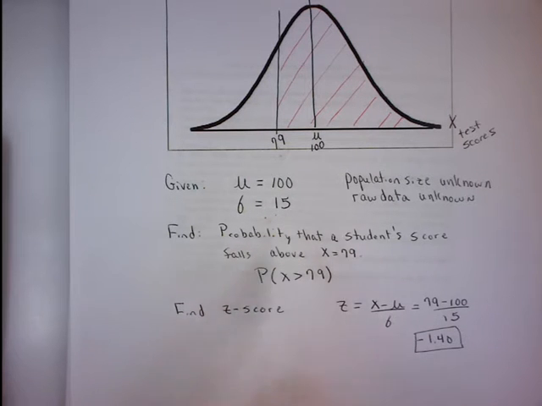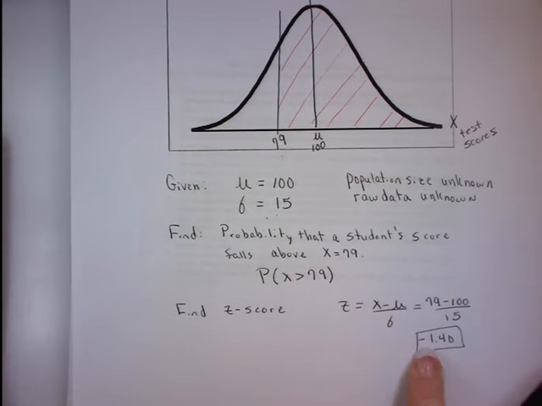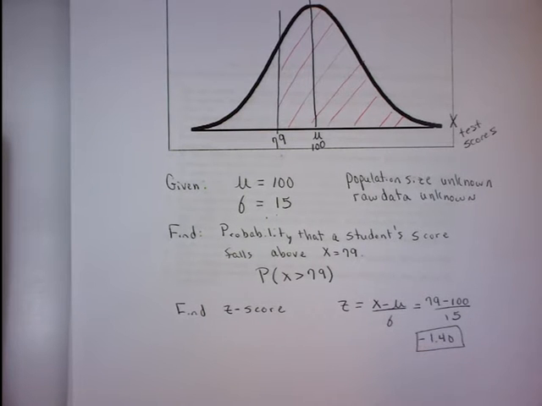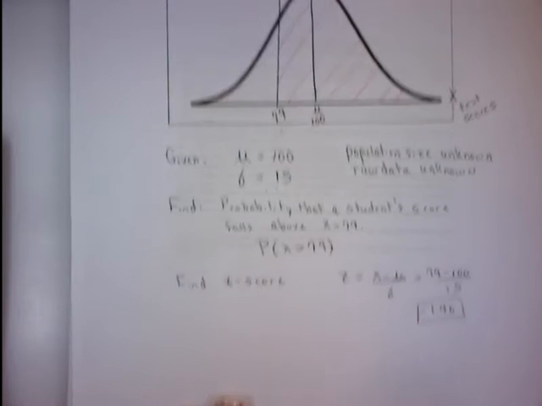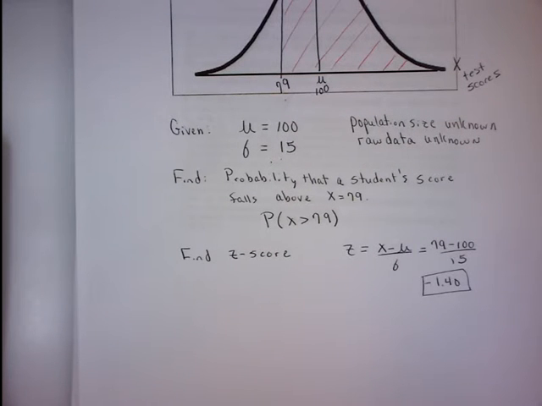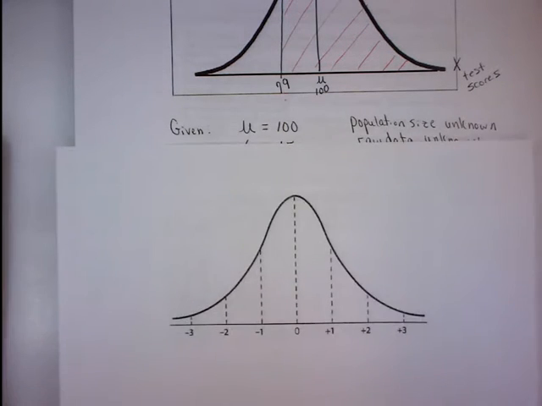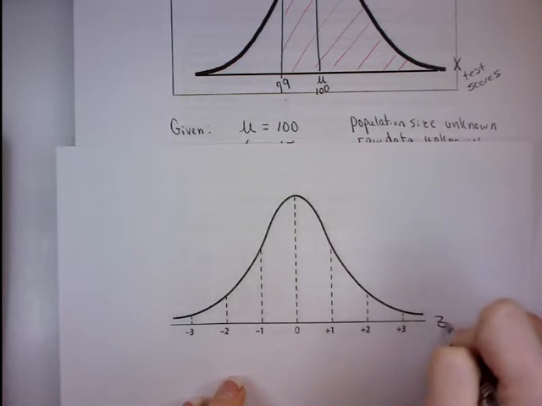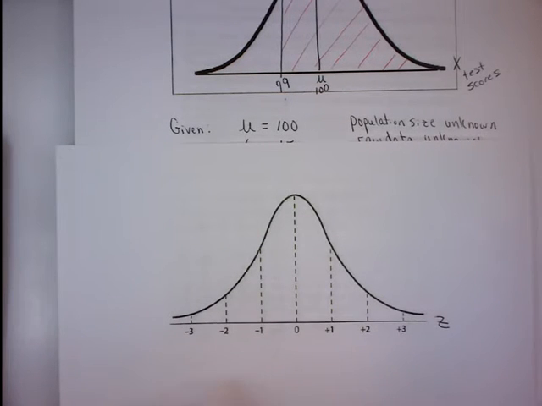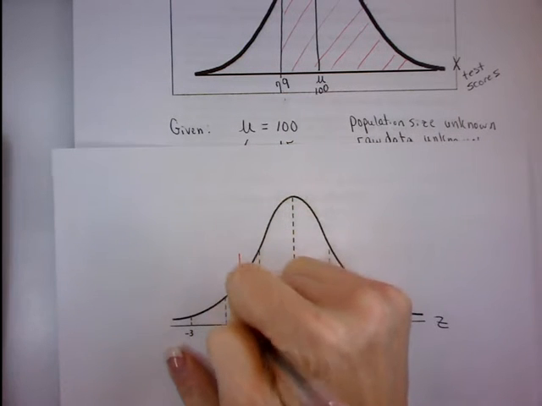1.4 standard deviations below the class average. It's a measurement of position, 1.4 below. Below is the negative. Negative 1.4 below. And that makes sense. So, what we would do is the next step. We would go to the standard normal distribution. And here it is. And I need to indicate a negative 1.4. And this is where it falls approximately.